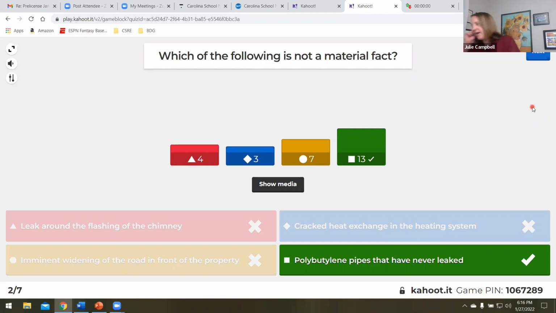We have that paragraph right under the bullet points talking about how some issues have been declared to be material facts, and one of those is polybutylene pipes that have leaked. The imminent widening of the road in front of the property would be a material fact related directly to the property. Remember we talked about the different categories: things related to the property, things related directly to the property, and things about the party's ability to complete the transaction. Questions on this one?